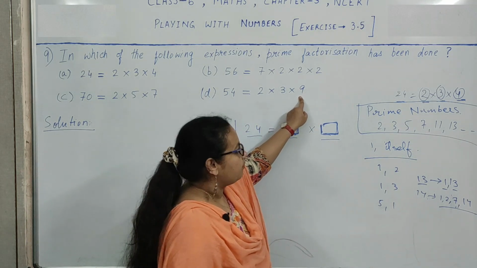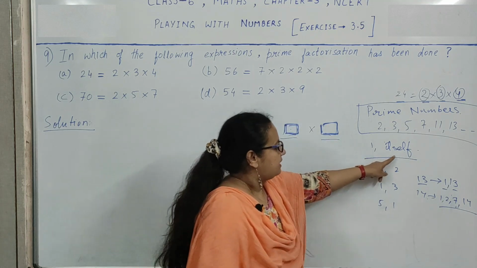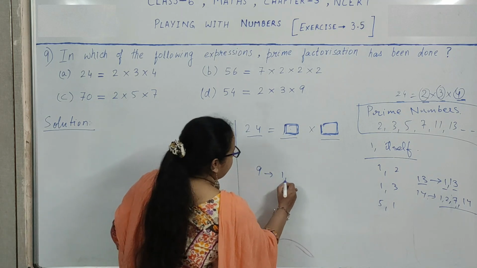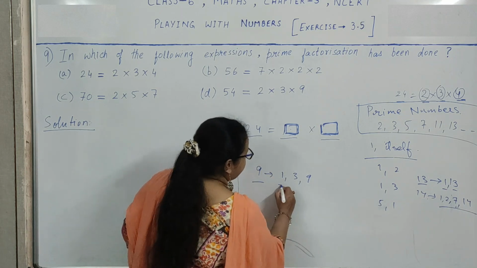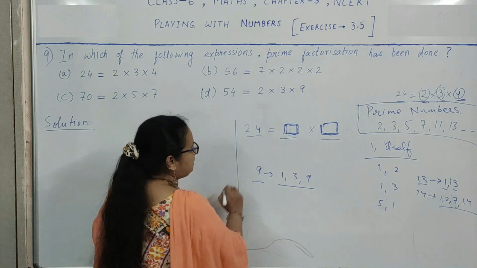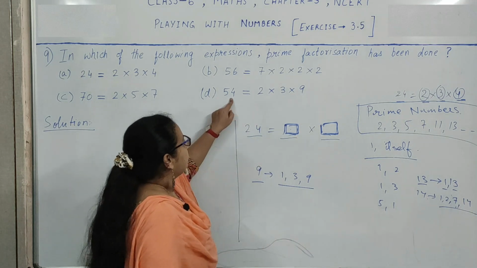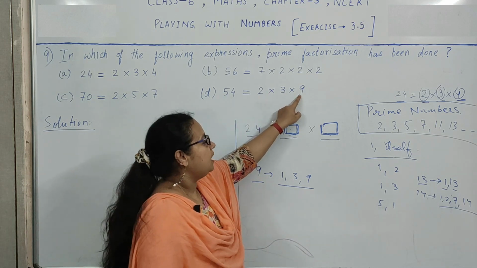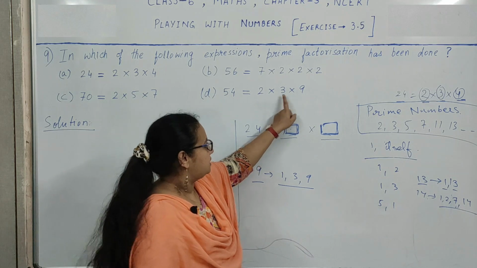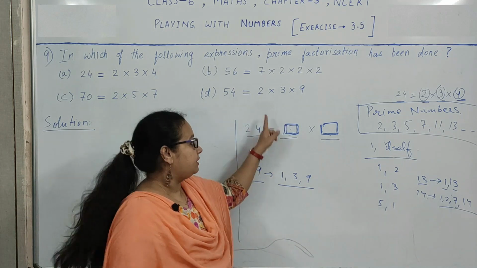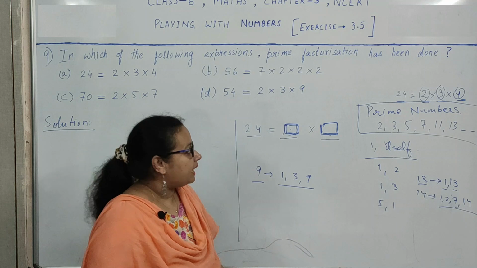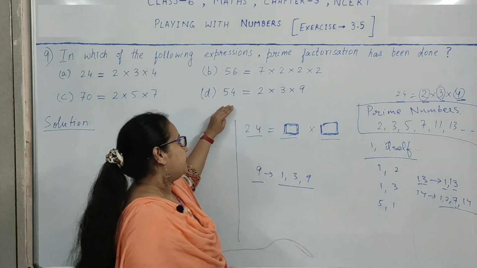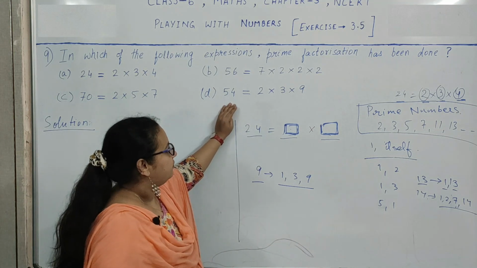Its factors are more than 2. 1 and itself are the only factors of a prime number, but 9 has more than 2 factors. See, 1, 3 and 9. 9 is divisible by these 3 numbers, so 9 is not a prime number, it's a composite number. It means 54 is not prime factorized because the factors we are getting are not all prime numbers. 2 and 3 are prime numbers, but 9 is not. So we have not done the prime factorization of 54.